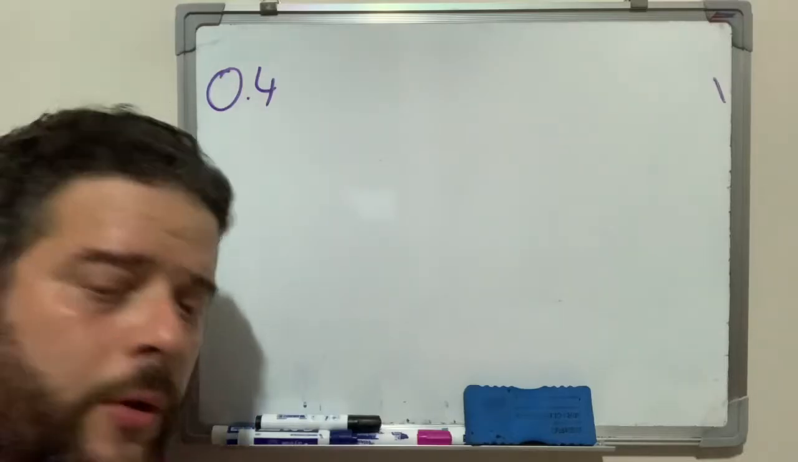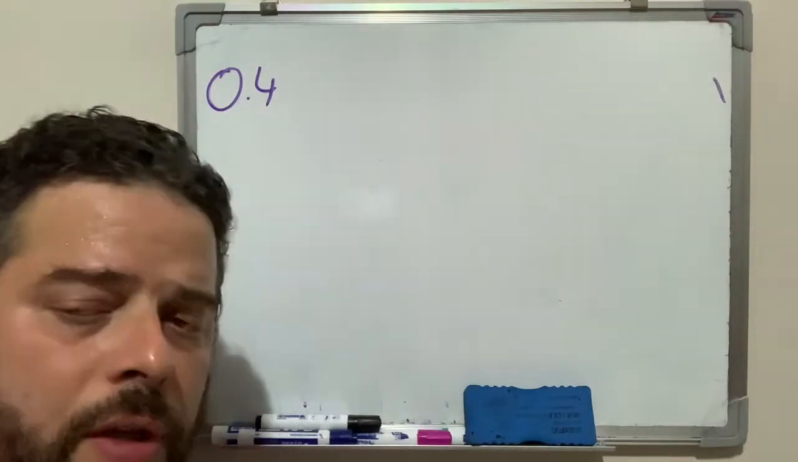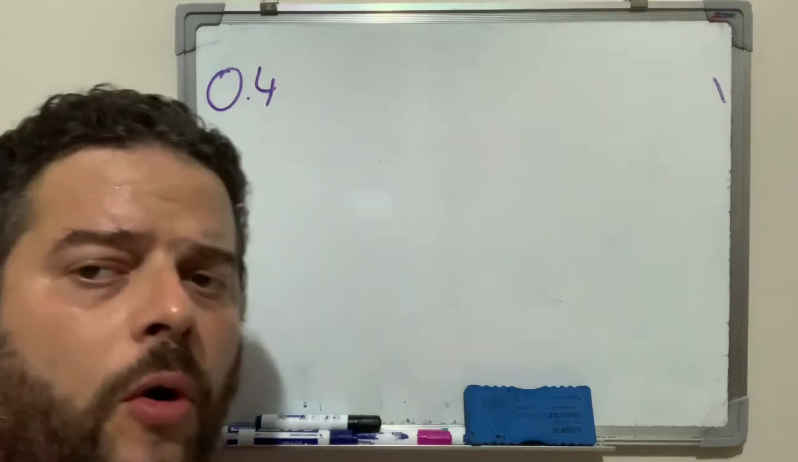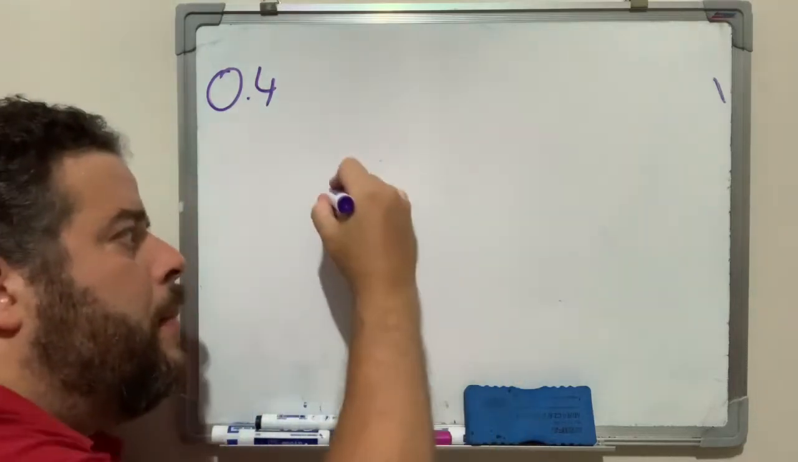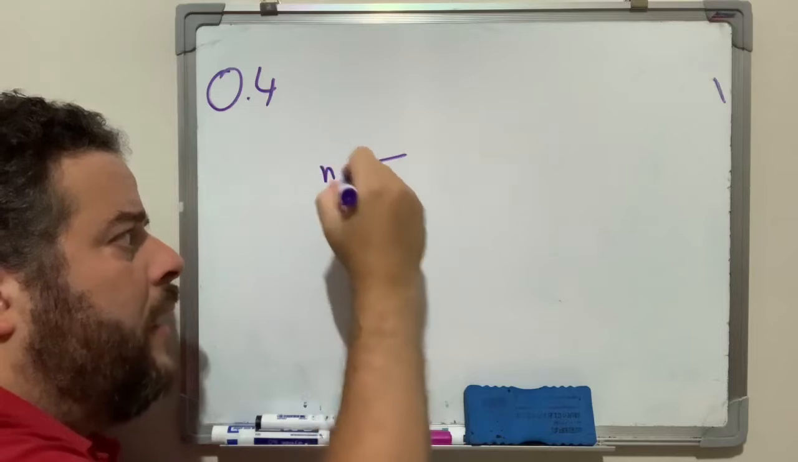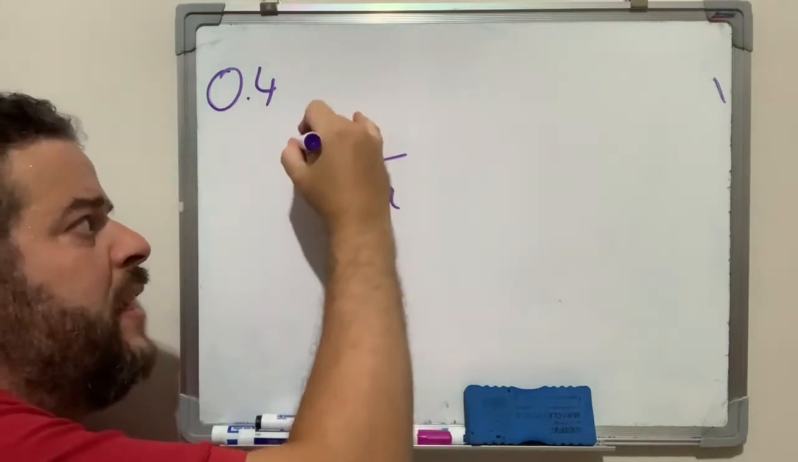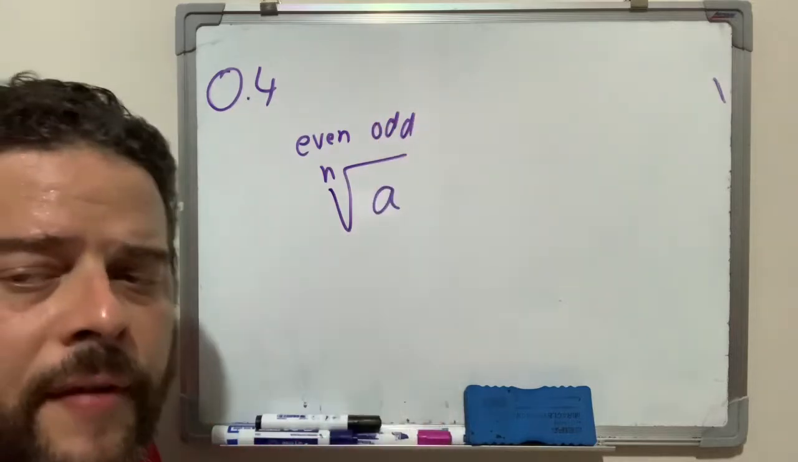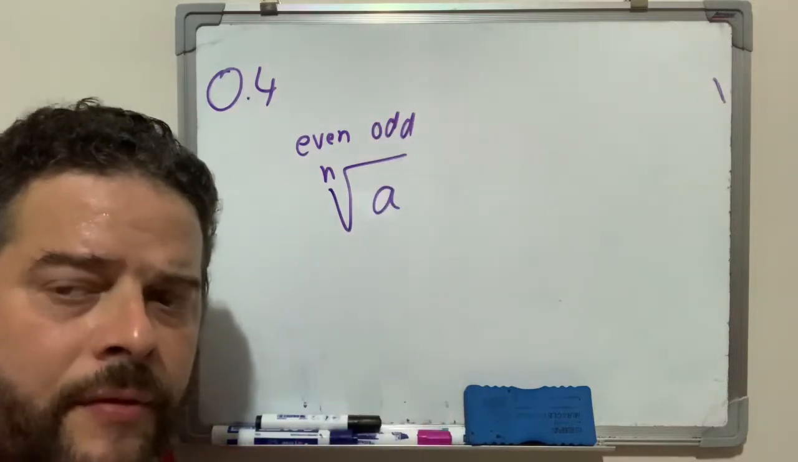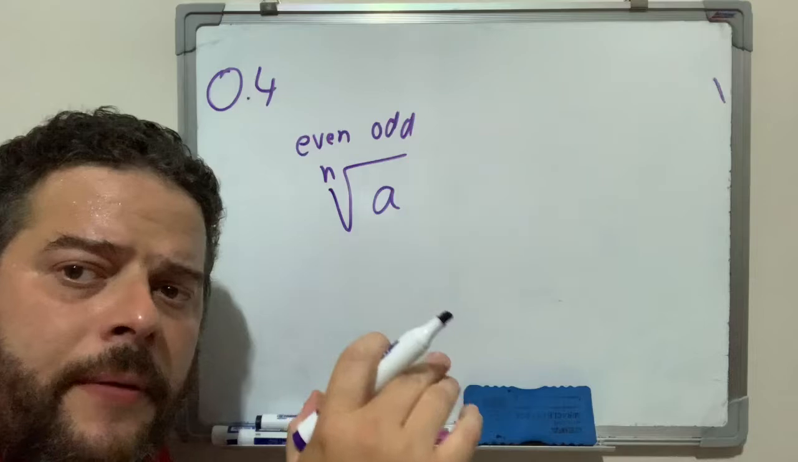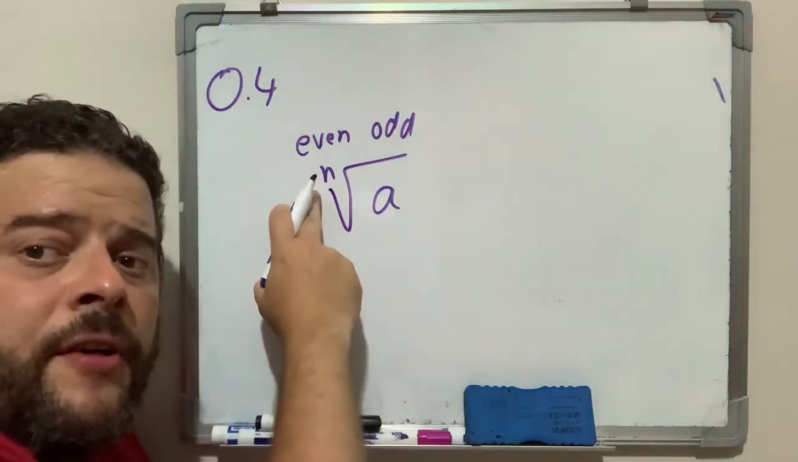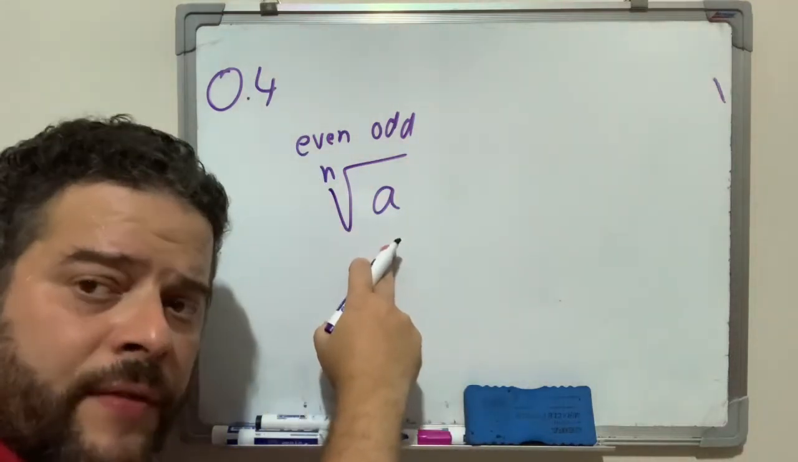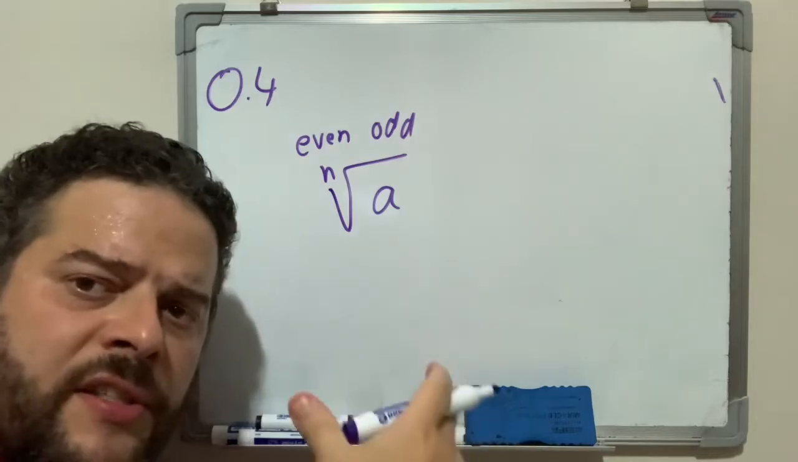Hello guys, today we're going to go over 0.4, nth roots and real exponents. Now let's go over a couple of basic facts. Remember that for the nth root, n can either be even or odd, and at the same time the value a can be positive or negative. A couple of different things happen when n is even or odd and a is positive, negative, or zero. So let's look at each scenario.